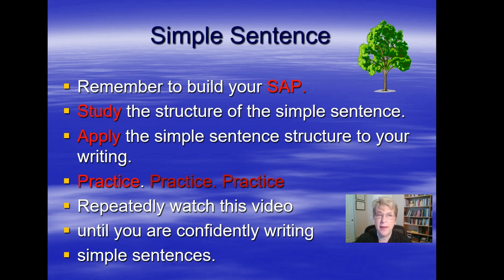Okay, I want to remember sap. We talked about sap in another video. The sap of a tree nurtures the branches and the trunk, keeps it healthy and strong, living for many, many years. Well, you want to build your writing sap so that you have strong, healthy writing. And we do that by studying the structure of the simple sentence. We apply the simple sentence structure to our writing. And we practice, practice, practice. I would encourage you to repeatedly watch this video until you are confidently writing simple sentences.